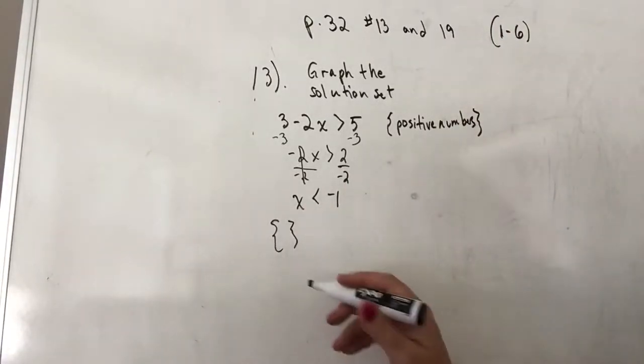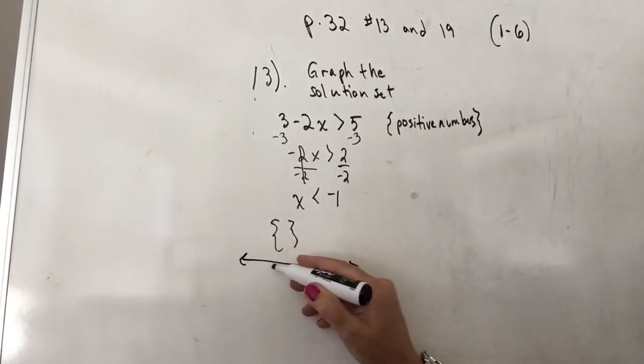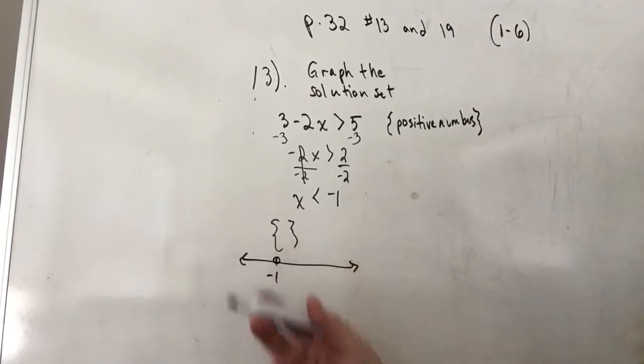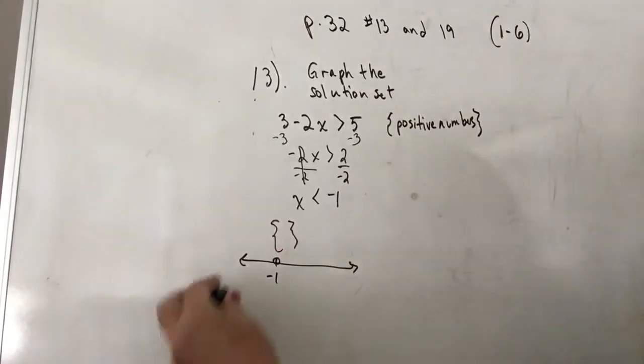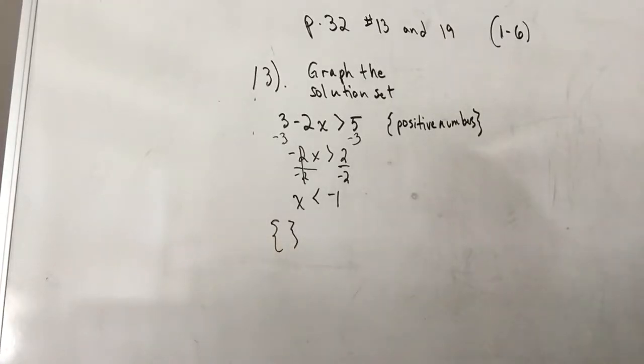I can't really graph that. I suppose I could say x is not negative 1 by putting an open circle, but I wouldn't even do that. This is the answer here. There's no answer. The answer is that there is no answer if this is your domain of positive numbers.